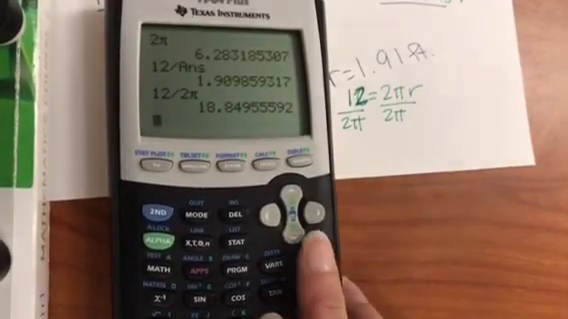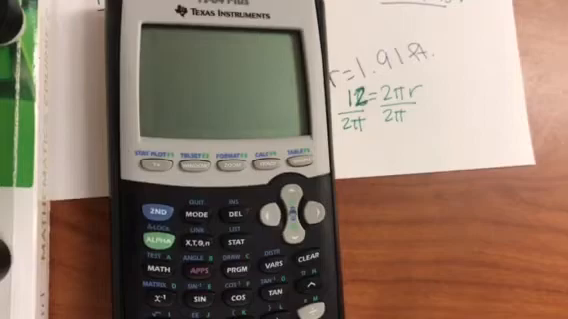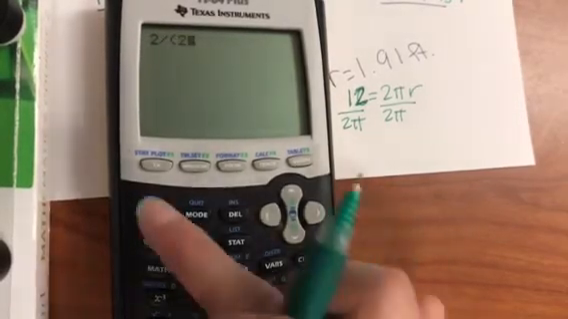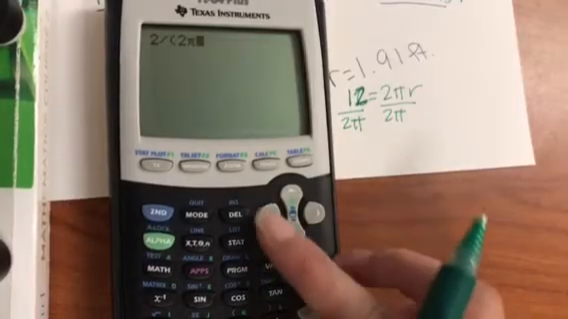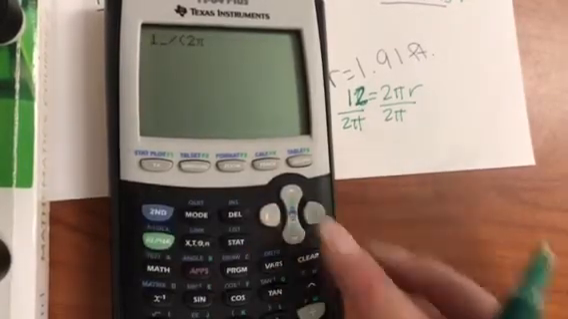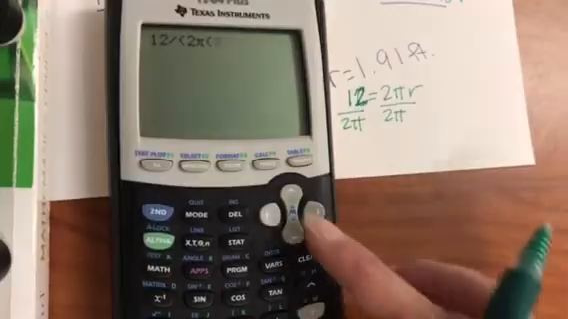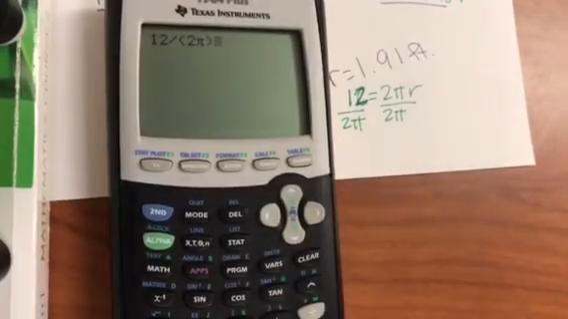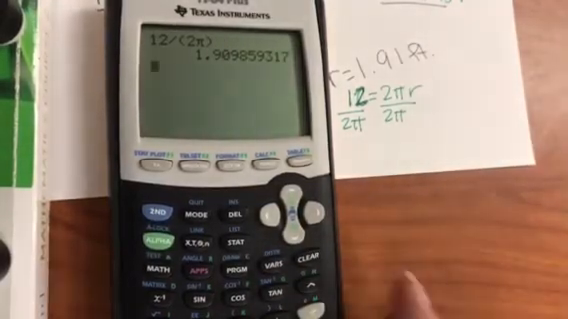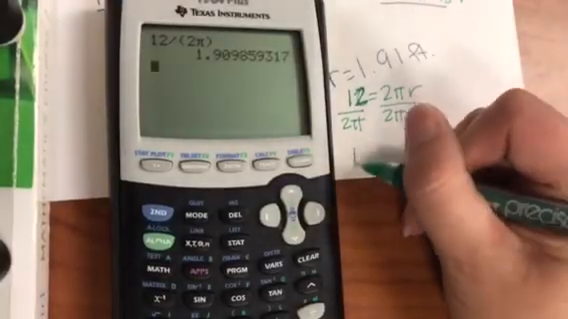Whoa, why did I get that? Oh, I know why. I forgot my parentheses. You need 12 divided by (2 pi). There we go. Did I get the exact same thing? Yes, you did. And I actually saved a little bit of time.